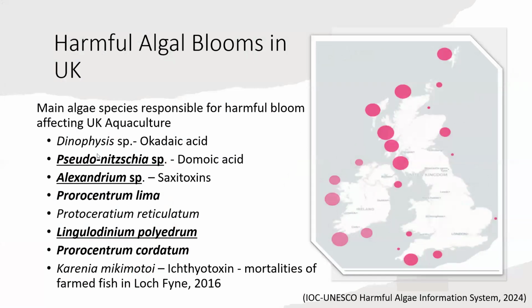So, for example, if we zoom into the United Kingdom, we can see the impact of these harmful algal blooms on UK finfish and shellfish industry. As seen, majority of the impact were located along the western coast of Scotland, followed by a few bloom events affecting the south coast of England. Currently, there are 8 main genera of algae that are responsible for shellfish toxicity, which are present in the UK waters, with the most common being Alexandrium species, Dinophysis species, and Pseudo-nitzschia species.